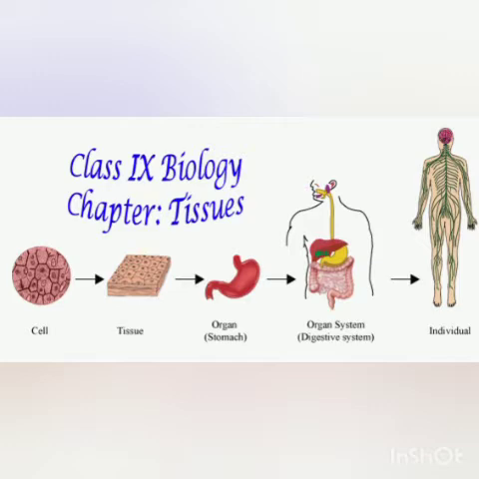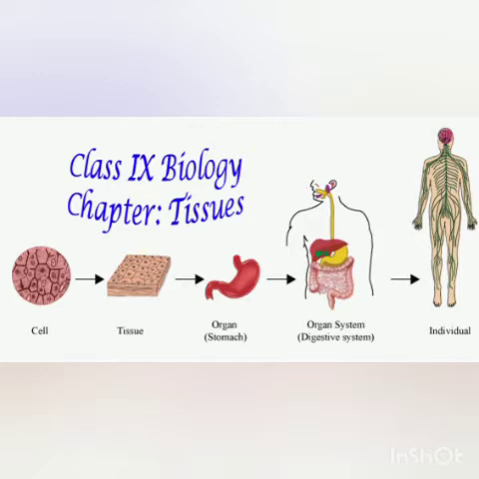Now we will continue with the previous chapter, that is tissues. Give one example where stratified squamous epithelium is found. Anyone can answer? Any one of you can answer. It is very easy. Skin. Okay, it is found in the skin.